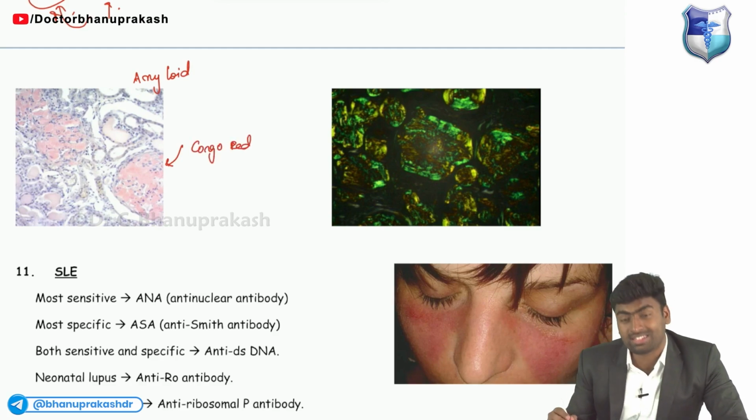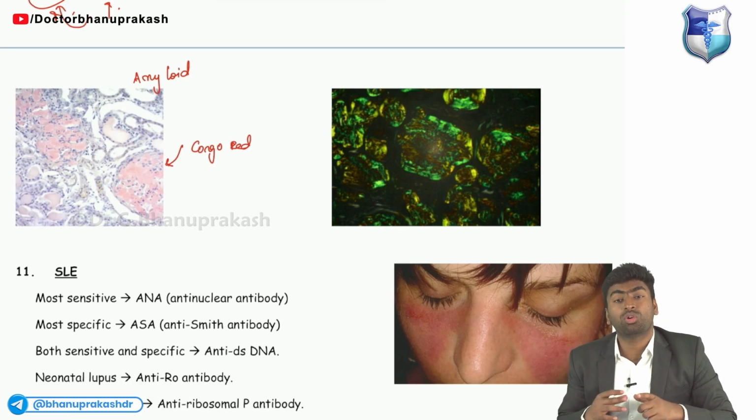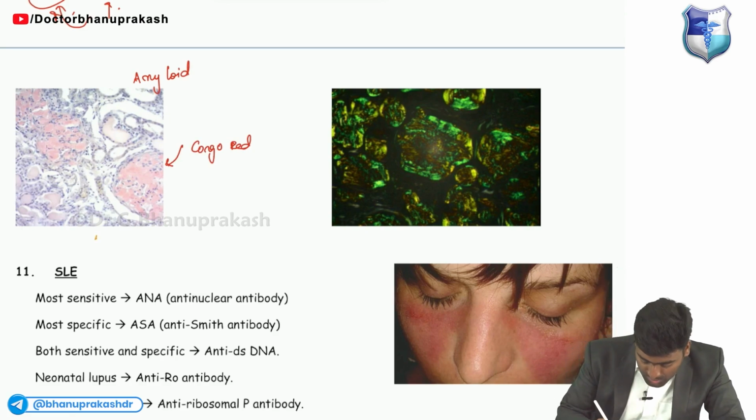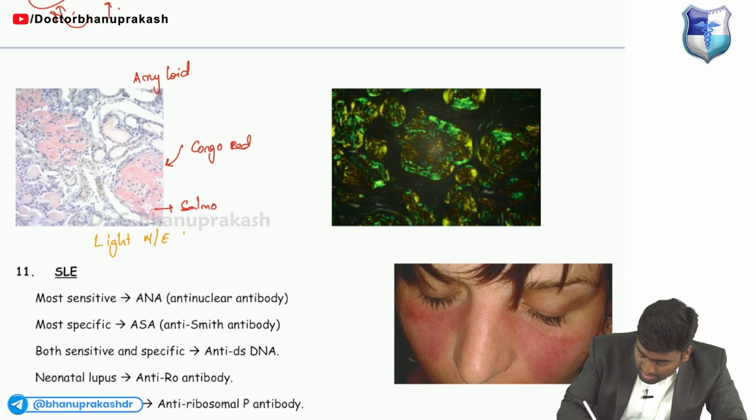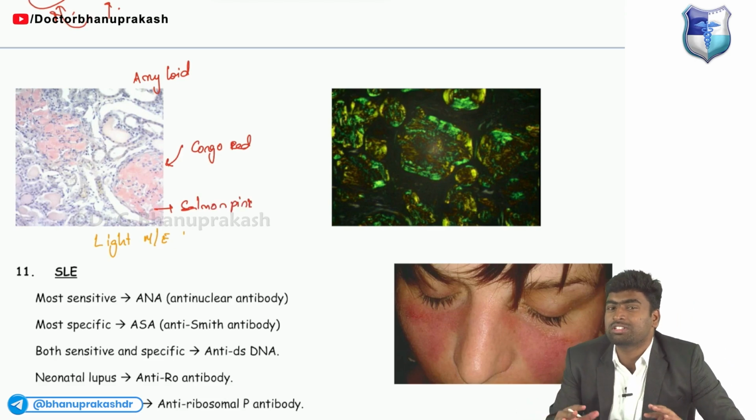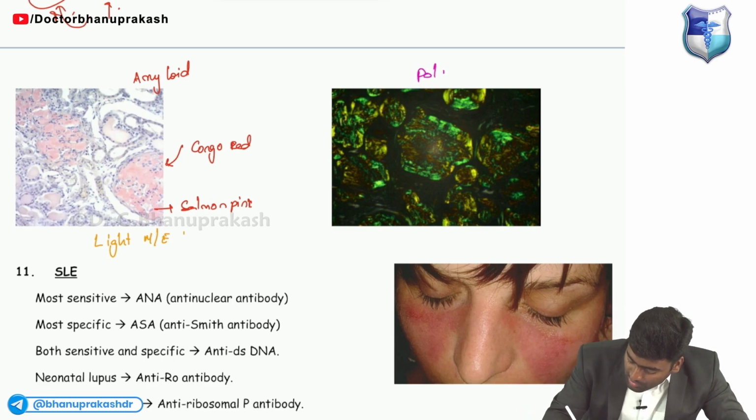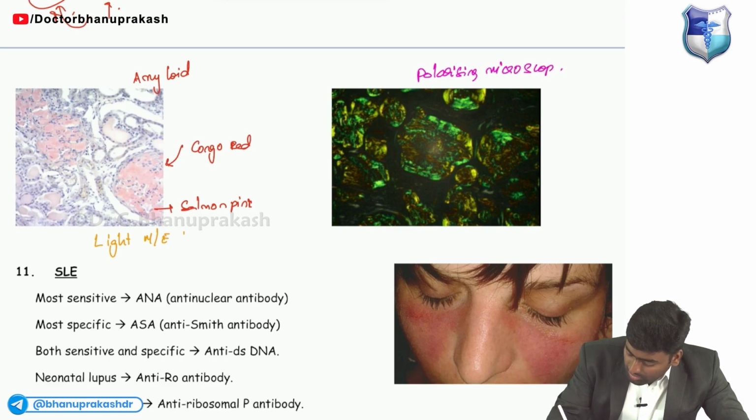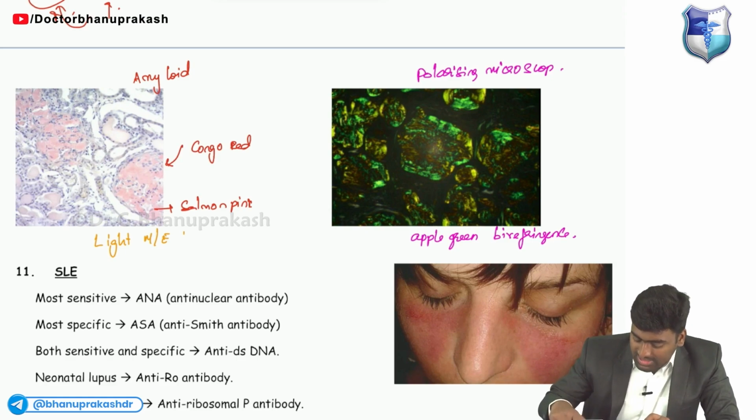If you stain this amyloid with Congo red stain and look under a normal light microscope, you will see a common pink color. Whereas if you keep it under a specialized polarizing microscope, you will see apple green birefringence. That is the thing you need to know about amyloidosis.